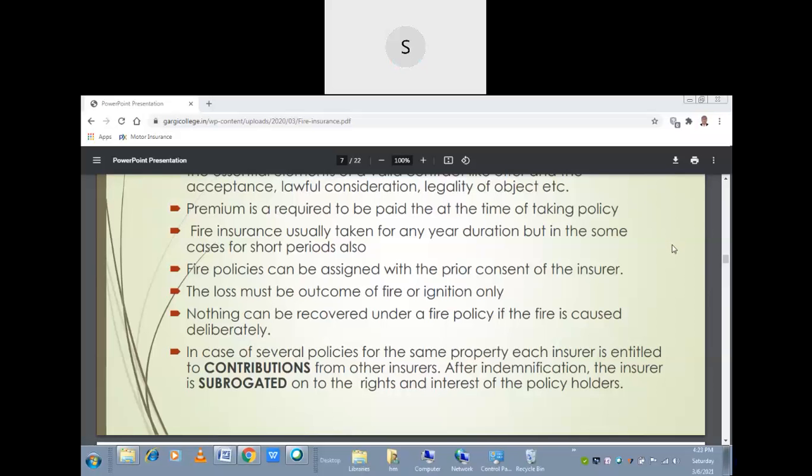Yeah, that is the point. In case of several policies for the same property, each insurer is entitled to contribution.